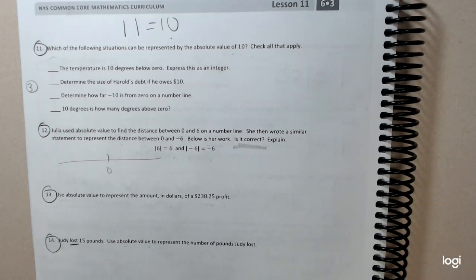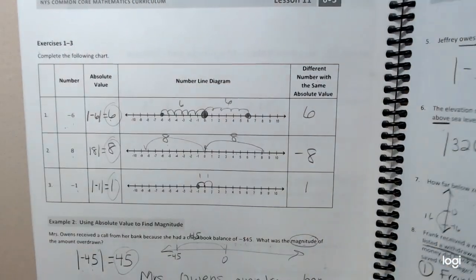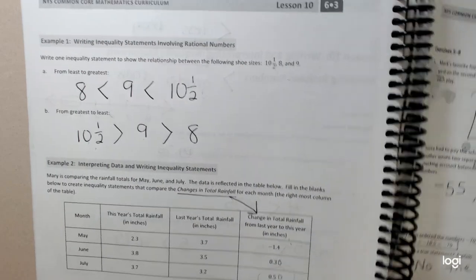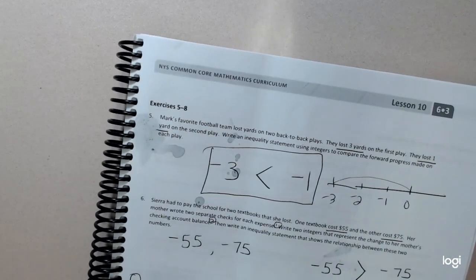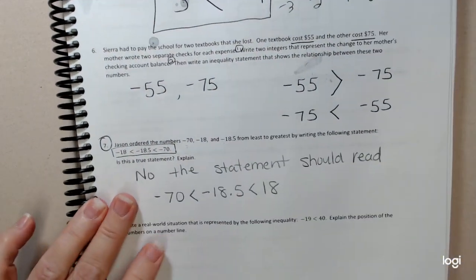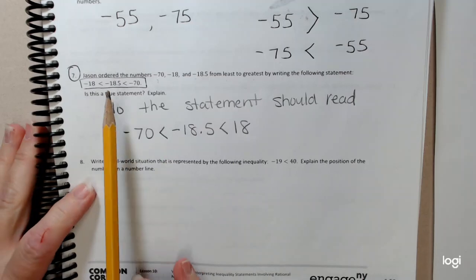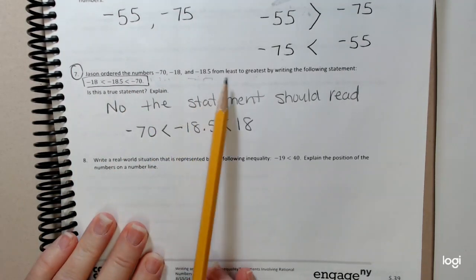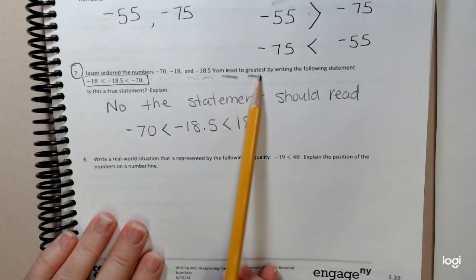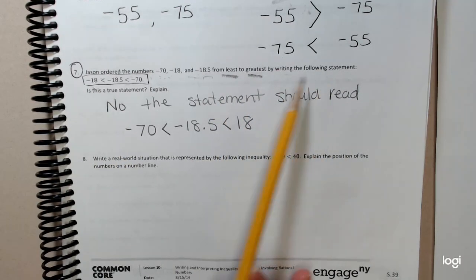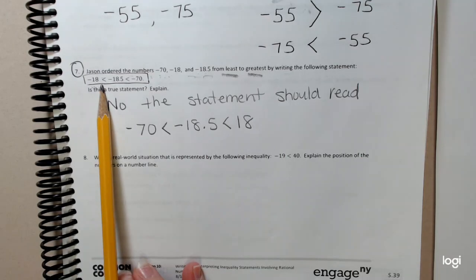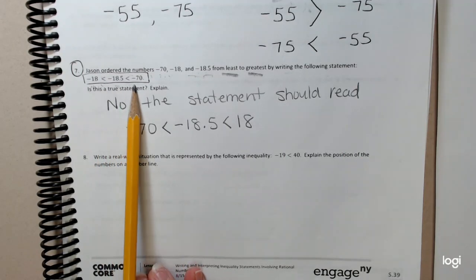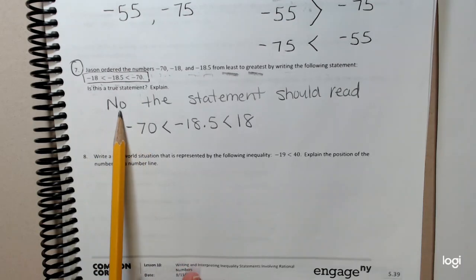Okay, so I did not forget that I did ask you to do one problem yesterday. If you guys can turn all the way back to your homework, I asked you to do one problem, and it was on page S39. And you see my answer already. It said this. Jason ordered the numbers negative 70, negative 18, and negative 8 and 5/10 from least to greatest. He wrote the following statement: negative 18 is less than negative 18 and 5/10, which is less than negative 70. Was this statement true? No.